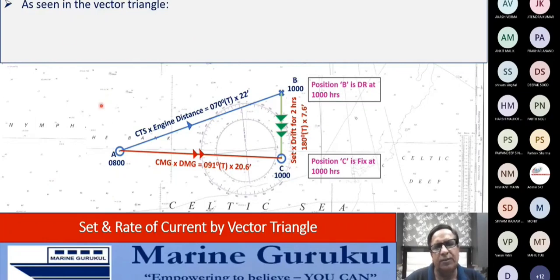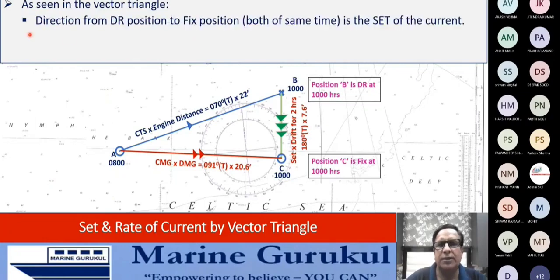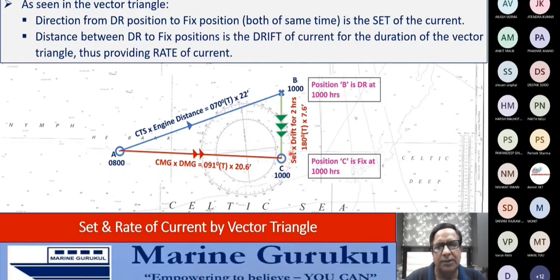So as you can see in the vector triangle, direction from DR to fix is the set of the current, and the magnitude of this vector, or the distance from DR to fix, represents the drift of the current during the interval for which the triangle has been made. Again, it's being repeated here that every vector of the triangle has to be for the same duration.